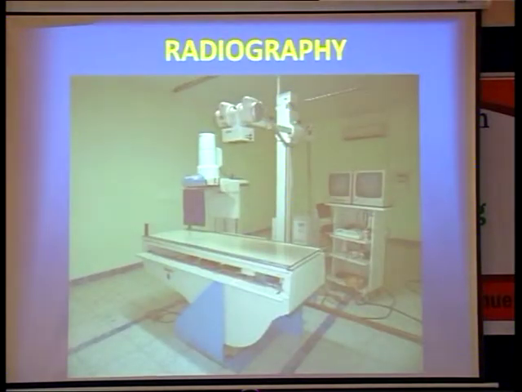Next one. This is the radiographic machine. You are able to see this. This is the X-ray tube. You are able to see the fluoroscopy machine. This is the table. When you do screening of the patient, you will be seeing it on the image intensifier monitor. You are able to see this.